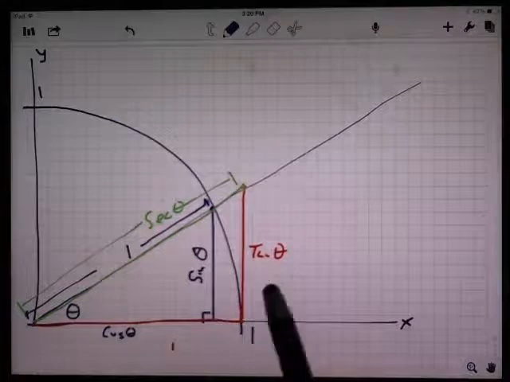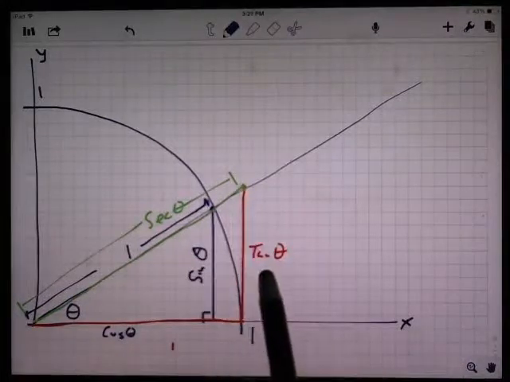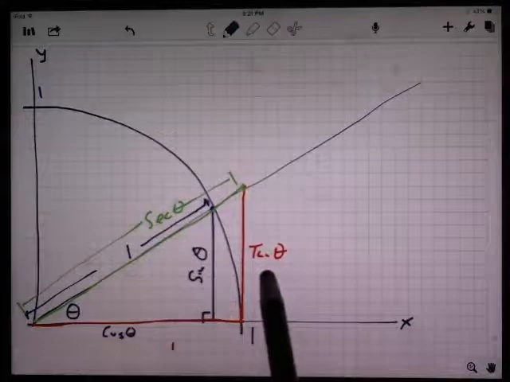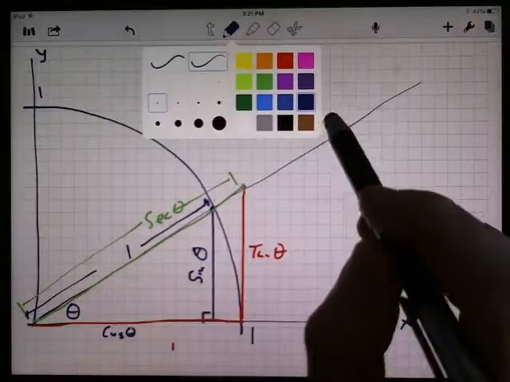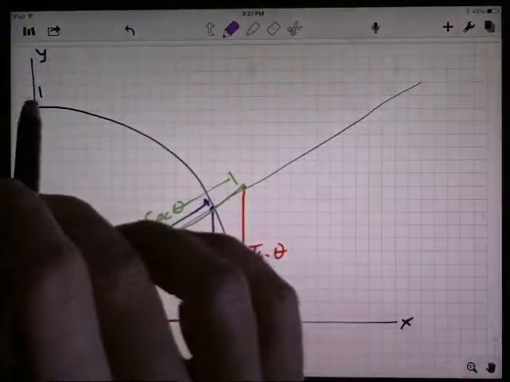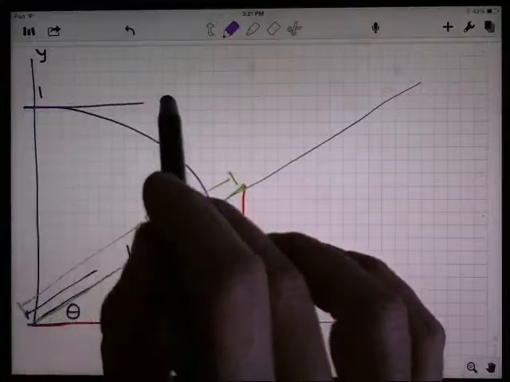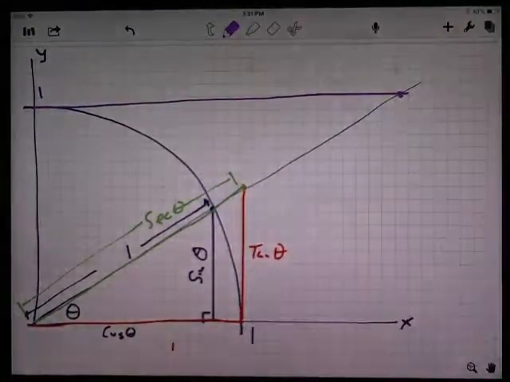Notice, by the way, that the tangent line to the circle was the tangent of the angle. Coincidence? I don't think so. Let's get purple. I'm going to draw up here another tangent line, and go all the way out until it hits right there.